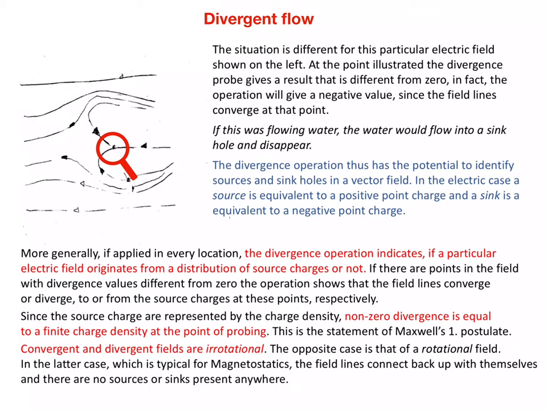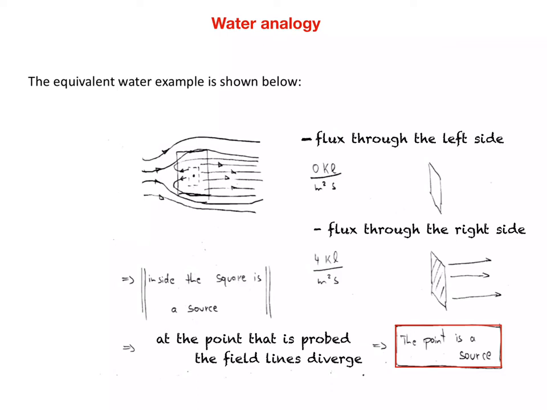In magnetostatics, the field lines connect back up with themselves, and there are no sources and no sinks present in the magnetostatic field anywhere. Our probing box in a stream of water may encounter the situation shown here.